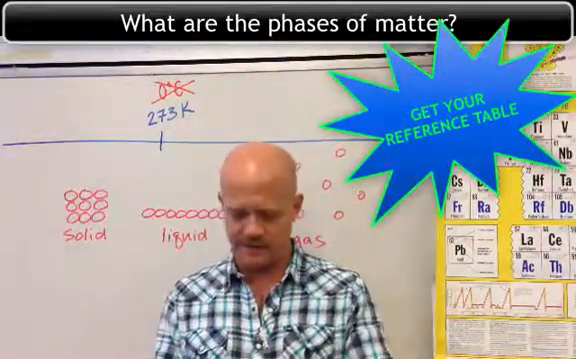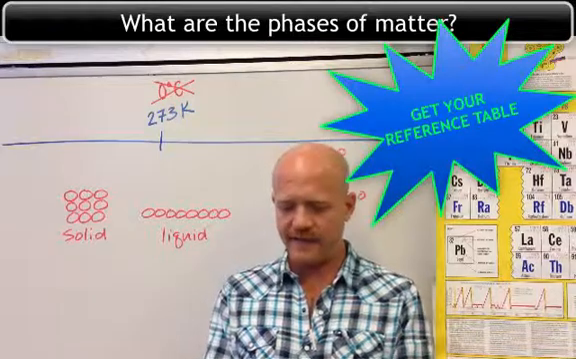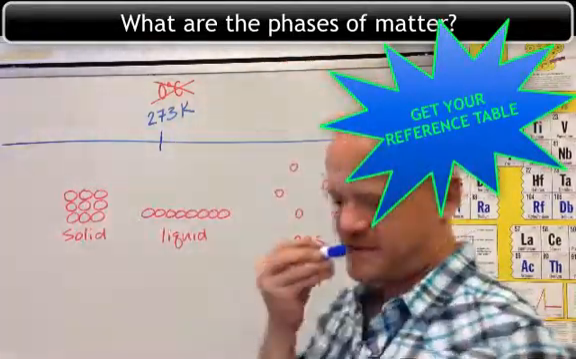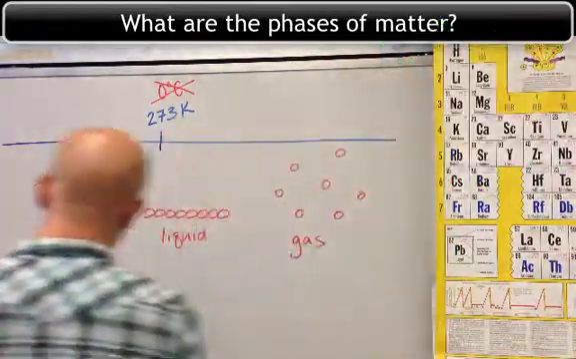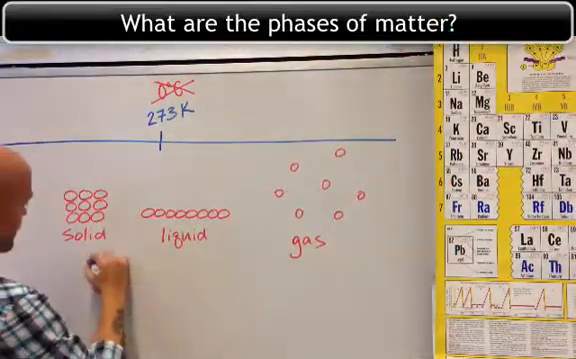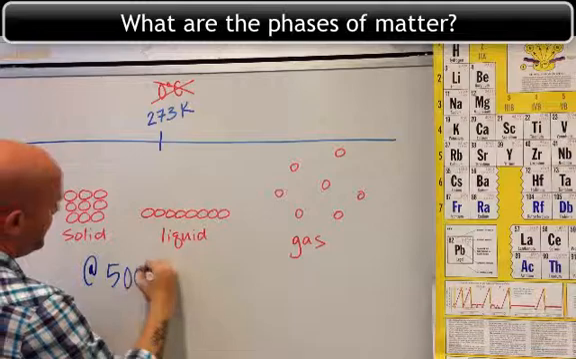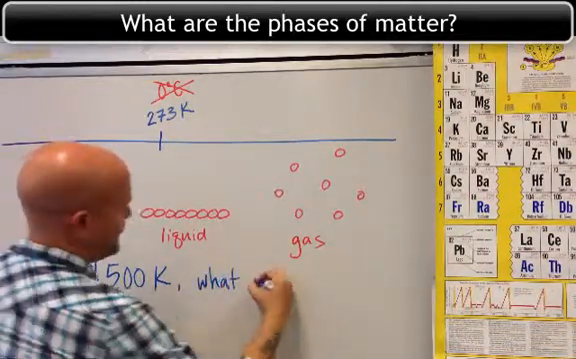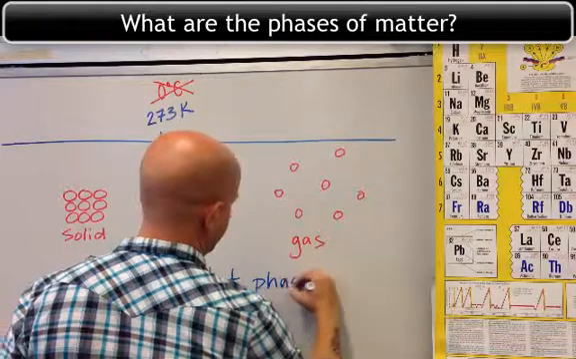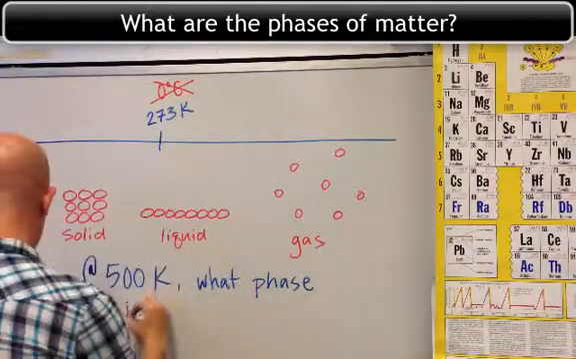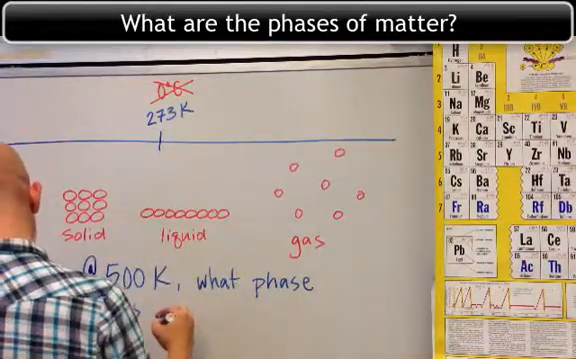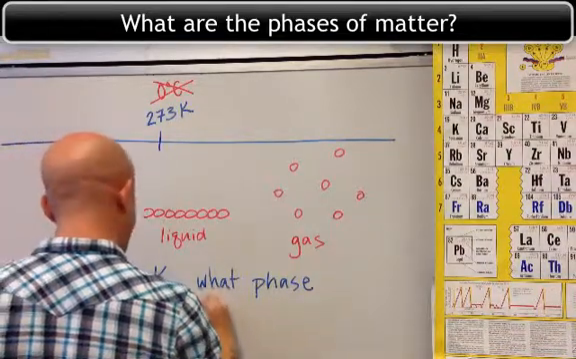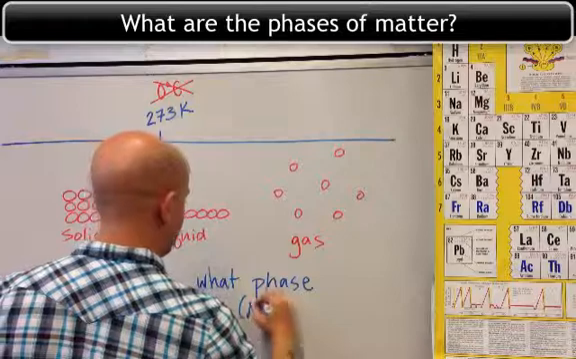I'm going to look at 500 degrees. So at 500 Kelvin, what phase is sodium, or Na?